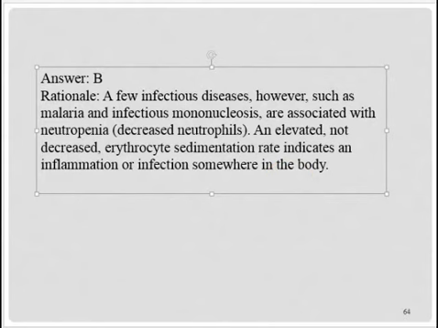Okay, here we go. The answer is B. The rationale: a few infectious diseases, however, such as malaria and infectious mononucleosis, are associated with neutropenia, which is decreased neutrophils. An elevated, not decreased, erythrocyte sedimentation rate indicates an inflammation or infection somewhere in the body.